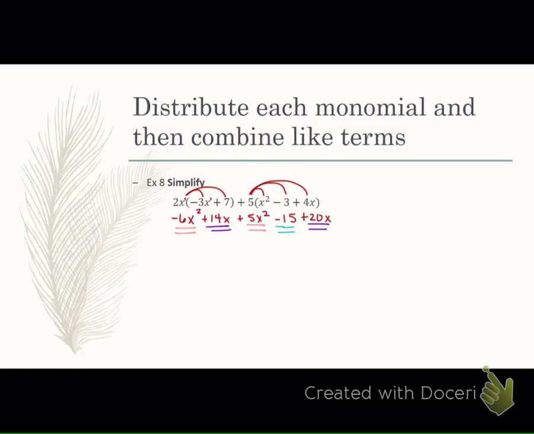Okay, negative 6x squared plus 5x squared is? Negative x squared. 14x plus 20x is? 34x. And then what do we do with that 15? It goes all by itself.